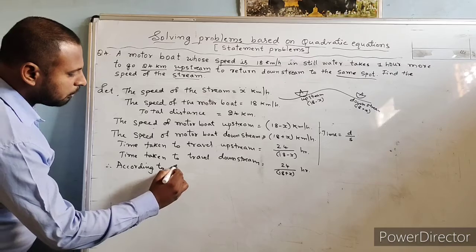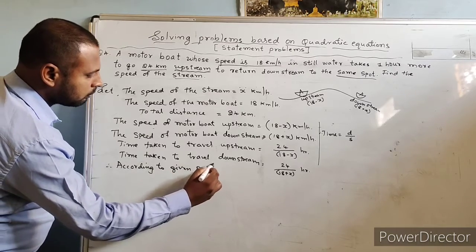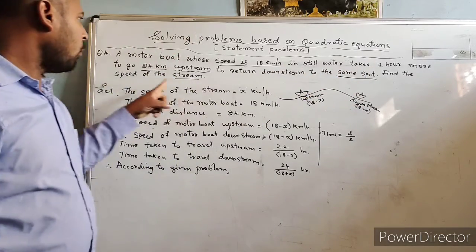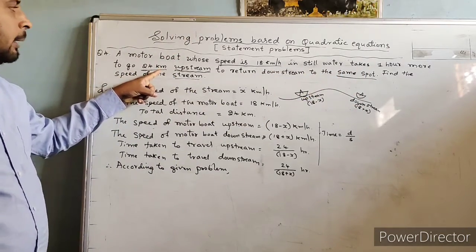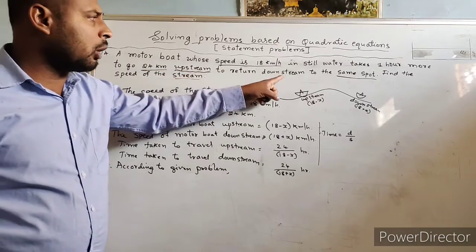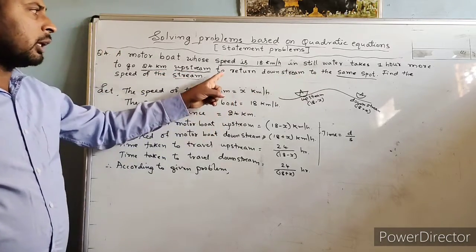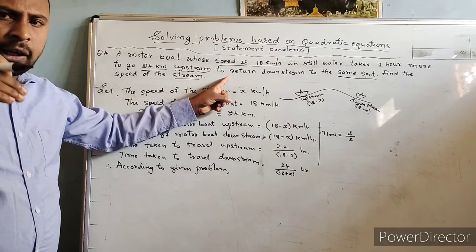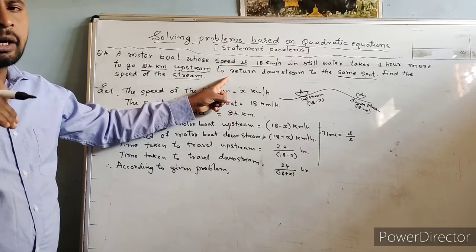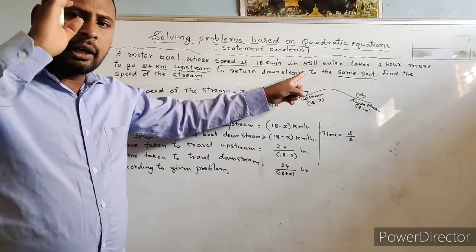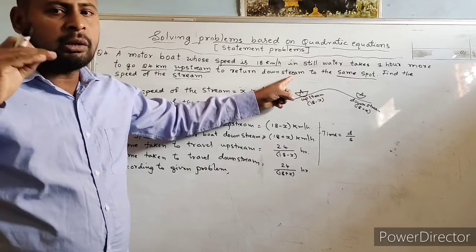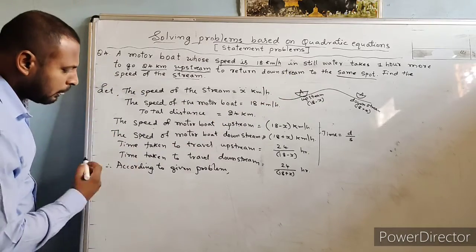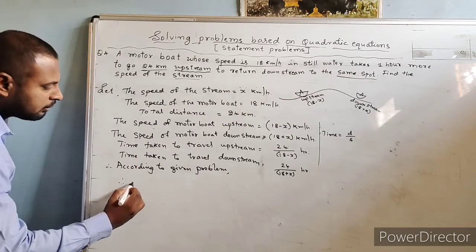Now according to the given problem, in still water it takes 1 hour more to go 24 km upstream than to return downstream to the same spot. That means the downstream will take 1 hour less, or in other words upstream will take 1 hour more to return to the same spot. So therefore we can write the statement like this.